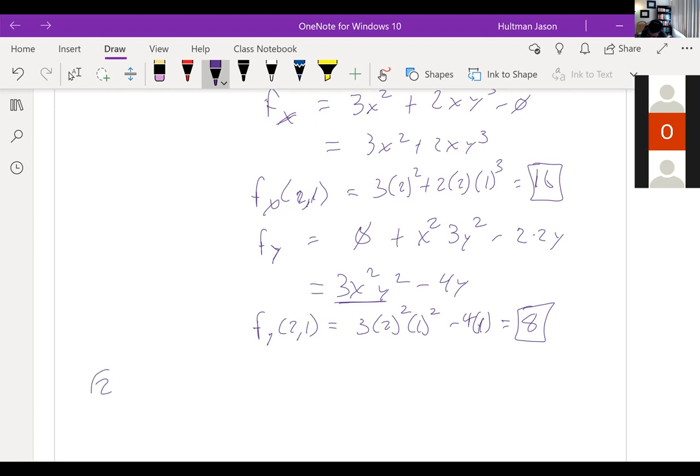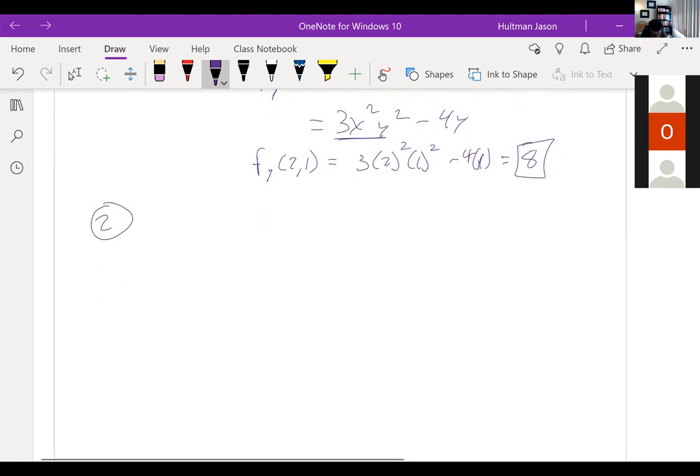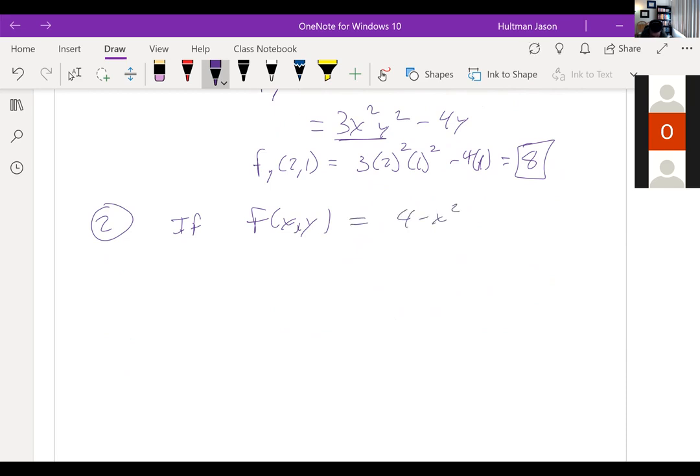Okay, number 2. Okay, if f of x, y equals 4 minus x squared minus 2y squared, find and interpret f sub x of (1, 1) and f sub y of (1, 1). Okay, what does this mean?